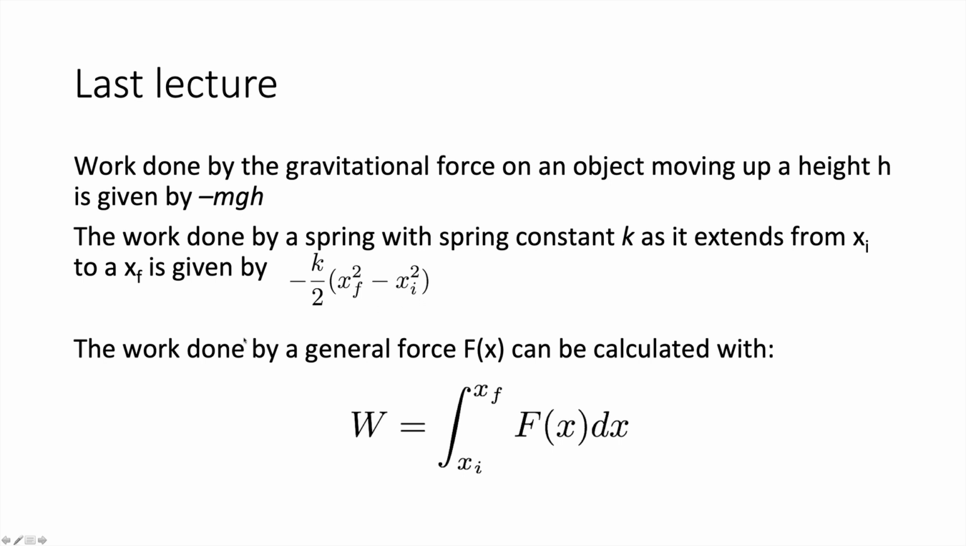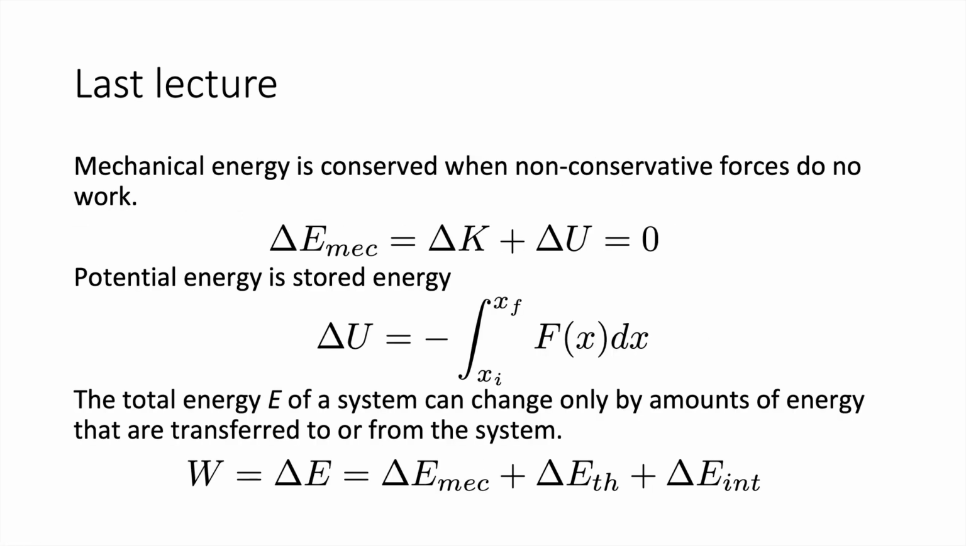And finally, we saw that we could calculate the work done by a general force, F of x, using the formula that the work is equal to the integral from the initial position to the final position of F of x dx. In the last lecture, we were looking at mechanical energy, and we said that it was conserved when non-conservative forces do no work. So the change in mechanical energy, which is equal to the change in the kinetic energy plus the change in the potential energy, is equal to 0. Now, potential energy is stored energy, so it can be calculated as the negative work done, which is negative the integral from the initial position to the final position of the force times dx.